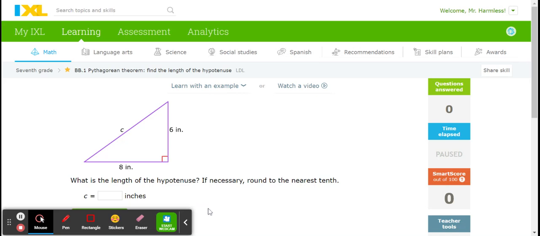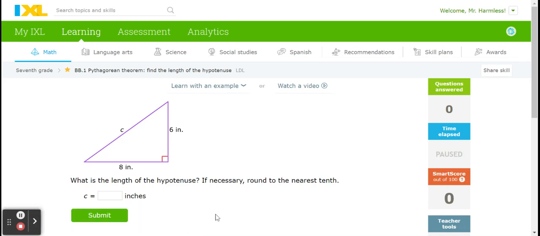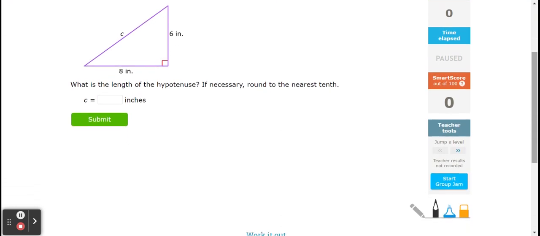All right, this is Mr. Harmless, and I'm going to work out some IXL for you just in case you're like, I don't know how to do this. Okay, well, I'm going to tell you how to do it right now. In fact, you should know how to do this already. It's doing the Pythagorean theorem.